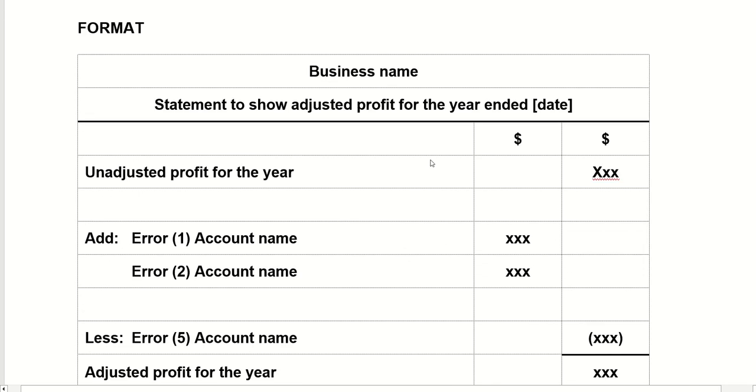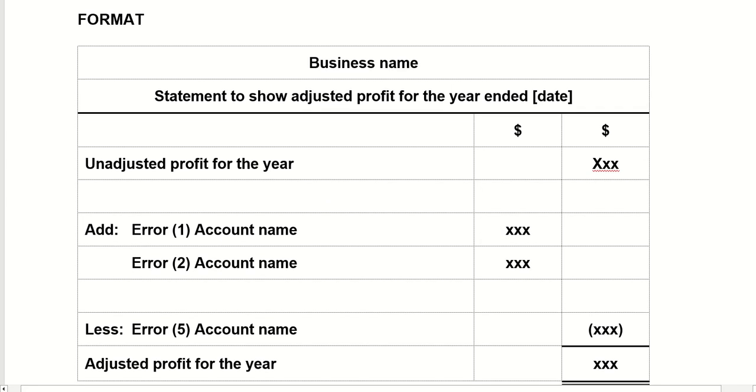All right, so I'm going to just show you the format of this new statement. So go to the last page and look at that. So it's a statement. So the format is a little bit similar. Okay, so you have to start off with your business name because you want to know who you're preparing this statement for. And then after that, you will write the title. The title is usually in the question, but it's good to remember the title. So the name of this statement is Statement to Show Adjusted Profit. Adjusted profit means the new profit after you take into account all the mistakes, all the errors that you have corrected. And you need to give the year end.